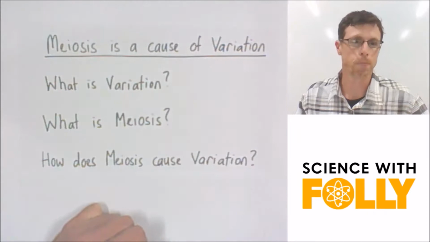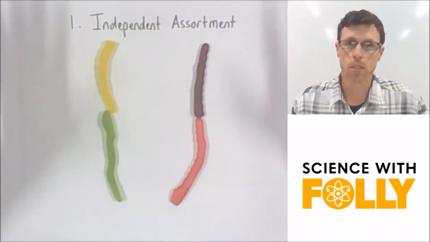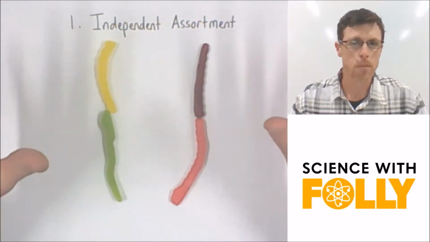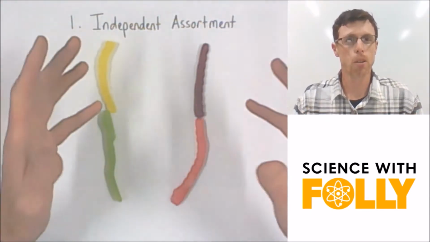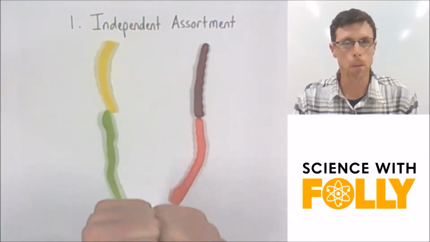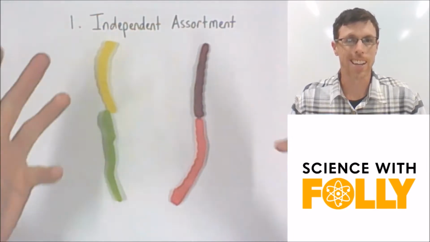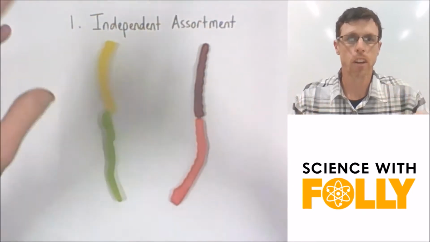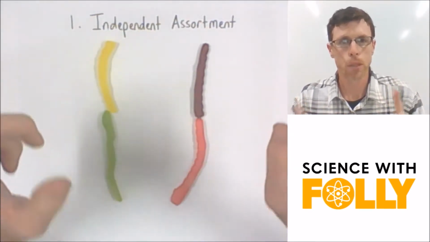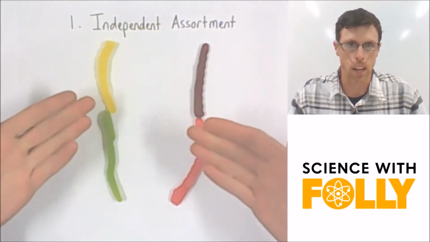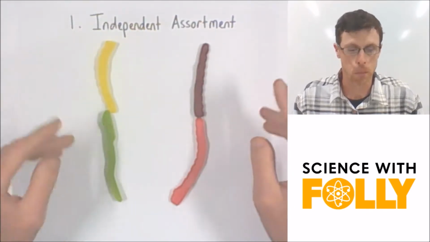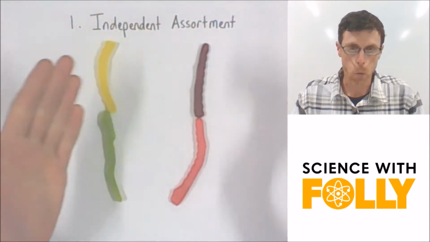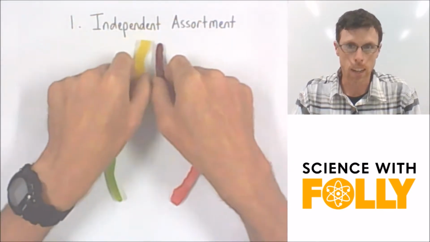Let's find out. Now, the first way that meiosis causes variation is through a process called independent assortment. What this means is basically that the chromosomes, when they line up prior to cell division, they line up randomly. And as you know, in one of your body cells, you've got 46 chromosomes, or 23 pairs. In this cell, we've got 2 pairs of chromosomes. Half come from the mother, half from the father. And when they line up, they can line up randomly.